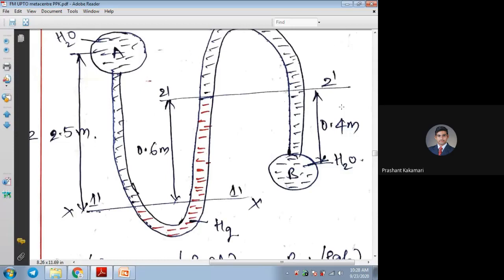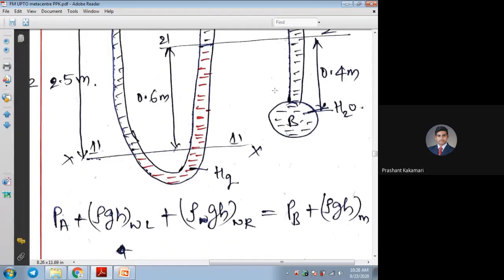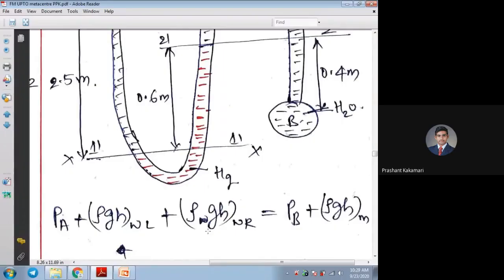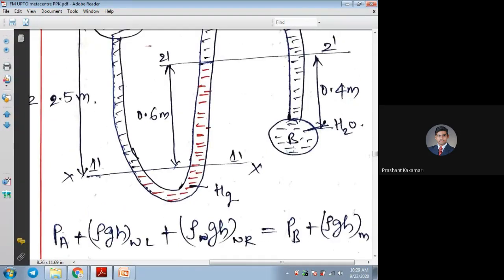So if you start from that side, what can we write now? Going downside, we add. So PA plus rho g h of water on the left side. On the right side, from the datum line, it is low, so water on the right side equals PB plus this head from 1 to 2 dash. The mercury head is rising.